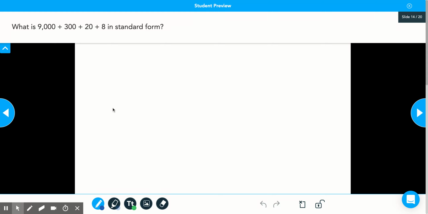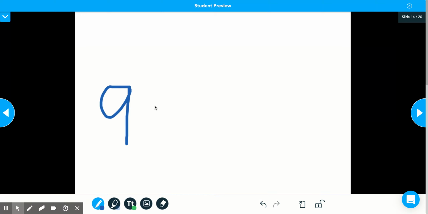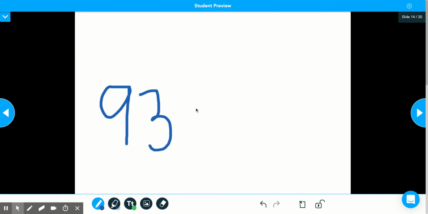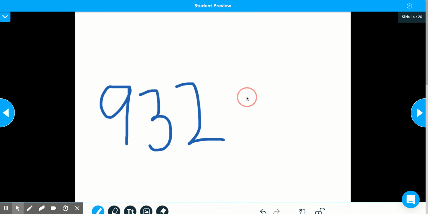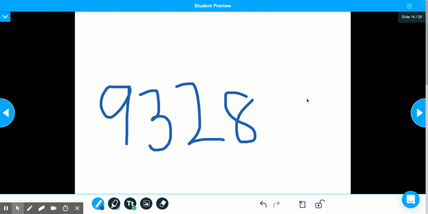So, we take the 9 from 9,000 as the thousands digit, and the 3 from 300 as the hundreds place, the 2 from 20 as the tens place, and the 8 from 8 as the ones place to get a standard form of the number to be 9,328.